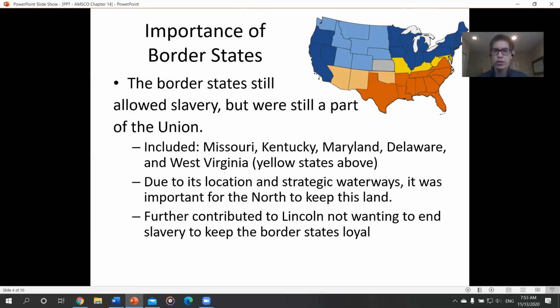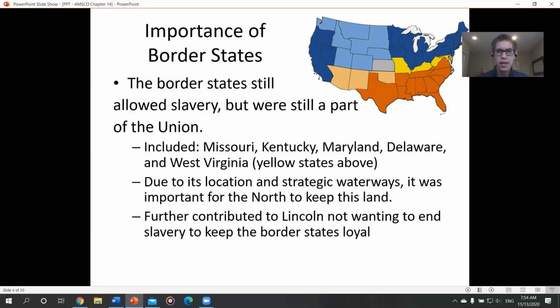And this was important strategically to Lincoln for a handful of reasons. First of all, it provided a buffer between the North and the South. And secondly, there are also a handful of strategic waterways, specifically the Mississippi River running right through here along Missouri. So due to its geographic location and its strategic importance because of the river, it was important to hold on to that land.